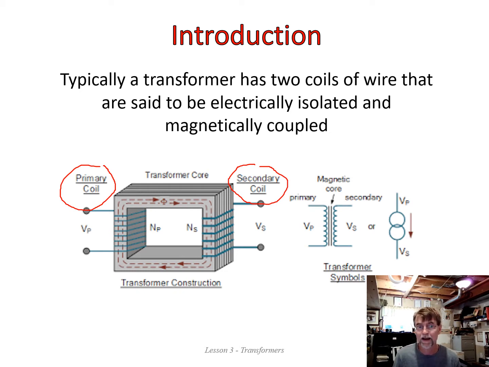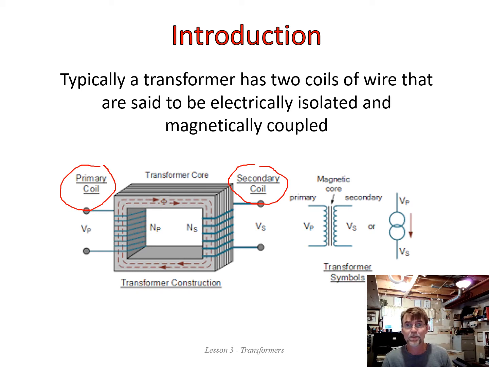We can flip them back and forth. What causes one to be labeled as the primary is that it is connected to the power supply. So the power supply connects to the primary coil. The AC power supply creates the expanding and collapsing magnetic field.